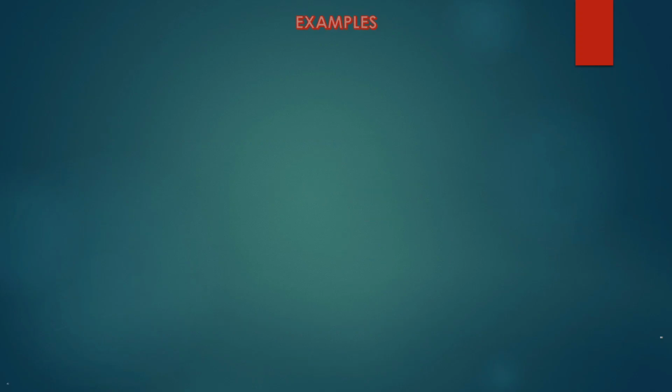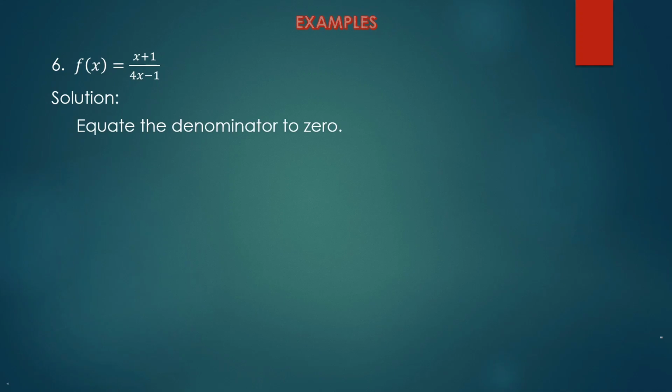Here's our last example. f of x equals x plus 1 all over 4x minus 1. Equate the denominator to 0. We have 4x minus 1 equals 0. Eliminate minus 1 by adding 1 both sides. 4x minus 1 plus 1 equals 0 plus 1. Negative 1 plus 1 is 0, so just copy 4x. As for the right side, 0 plus 1 is 1.